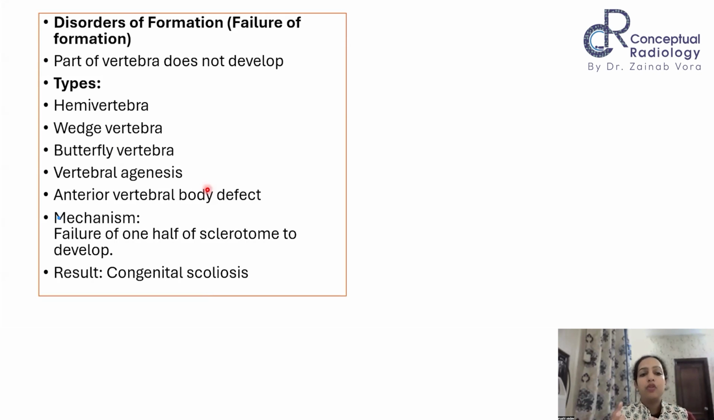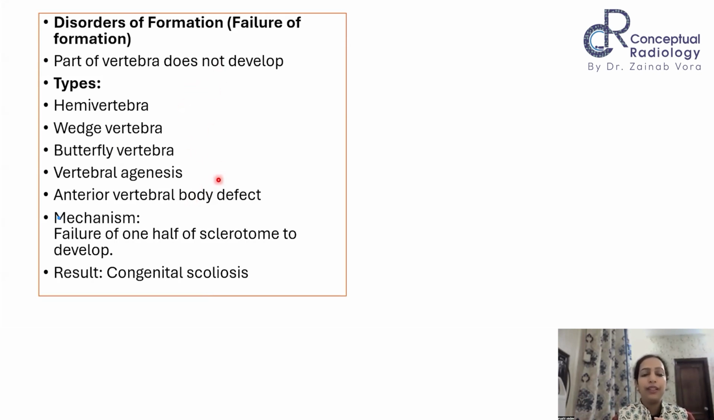And the mechanism of majority of them is either one half of the sclerotome, if we are talking about a hemivertebrae, or that part of the sclerotome for which particular part of the body is not visualized. Lower half, upper half, lateral half, anterior half, posterior half, not even half, maybe 1/3 of it. Depending upon the kind of the abnormality, any combination is possible.